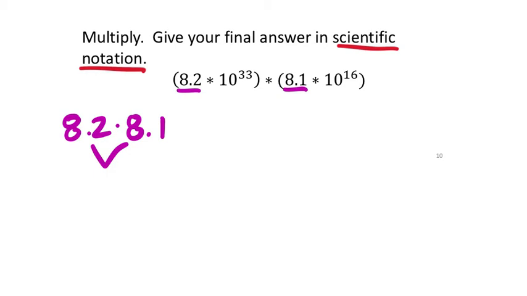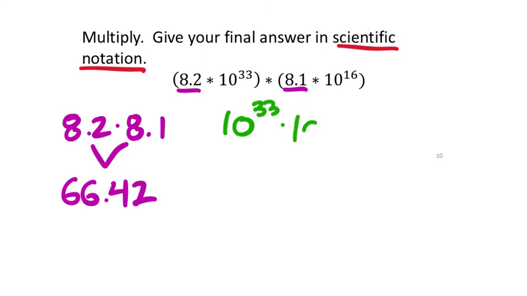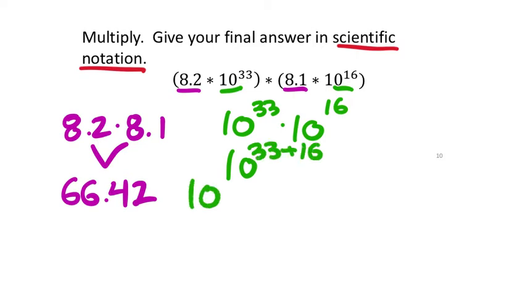Oh, I'm still in scientific notation. Going back into normal mode here, which gives me 66.42, okay? And then what we end up doing is we use exponent properties to work with this base 10 stuff, okay? So that's 10 to the power 33, then times 10 to the power 16, two base 10s, which then would be 10 to the power of 33 plus 16, which would be 10 to the power of 49.